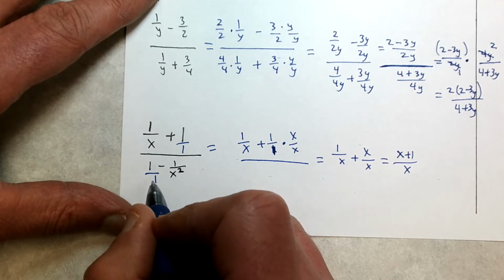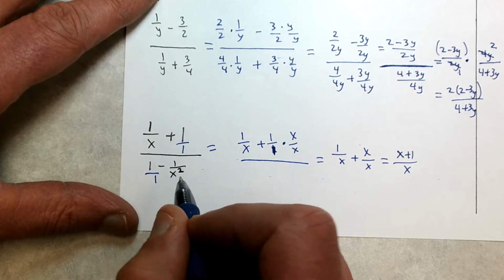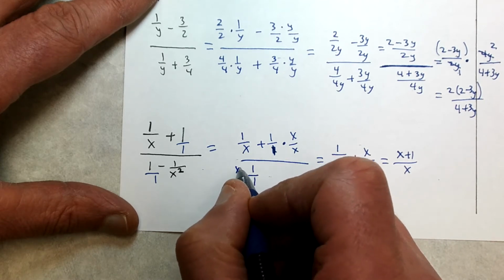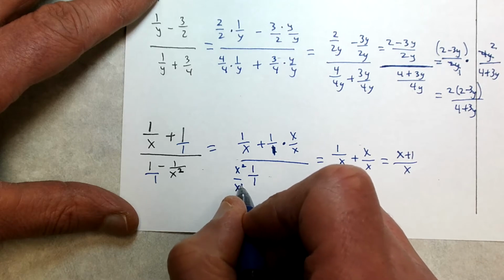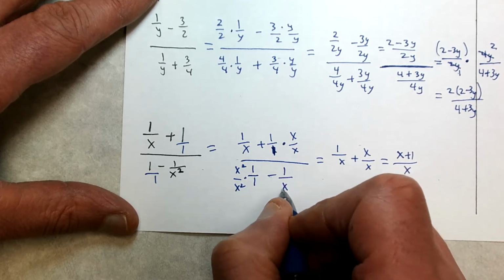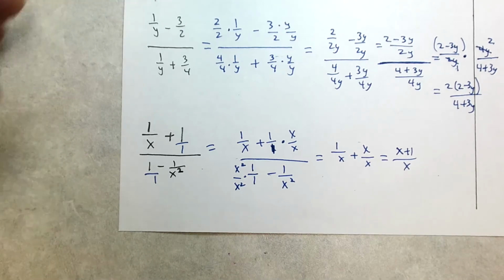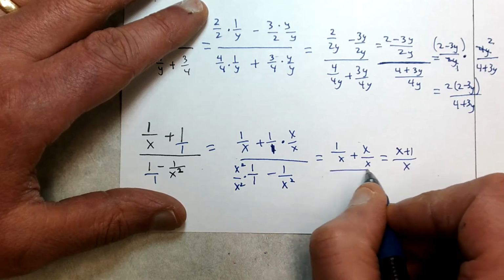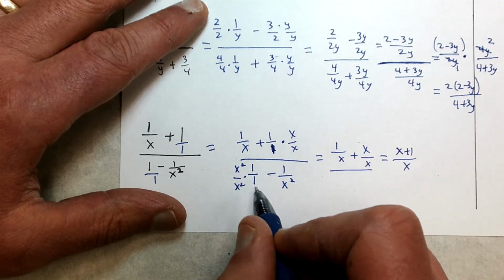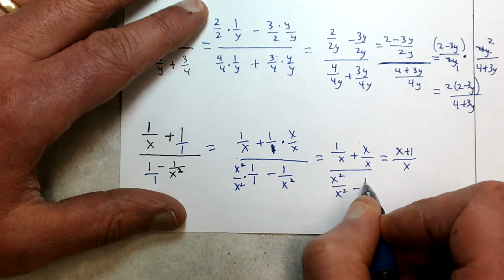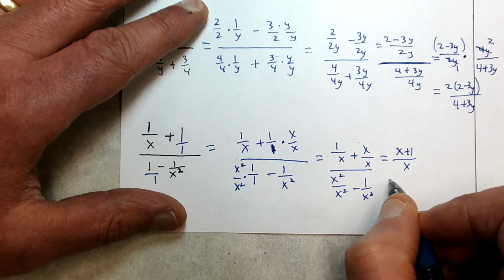The common denominator between 1 and x squared is x squared. So I'm going to multiply this 1 over 1 by x squared over x squared. And the second fraction doesn't need to be multiplied. It already has the common denominator of x squared. So now I get this. I get x squared over x squared minus 1 over x squared. And now I can combine that.